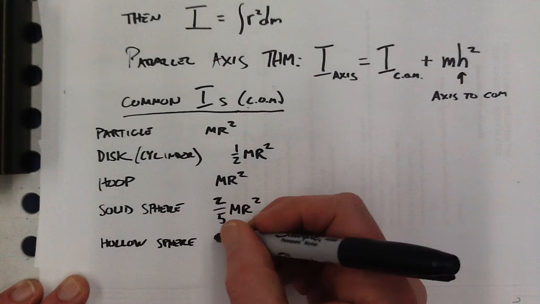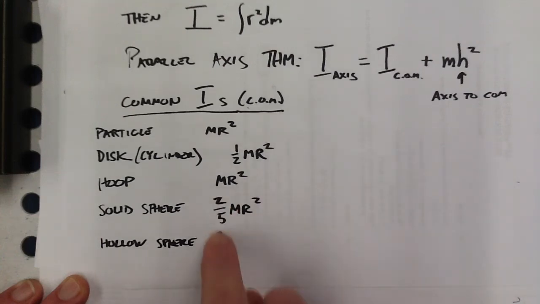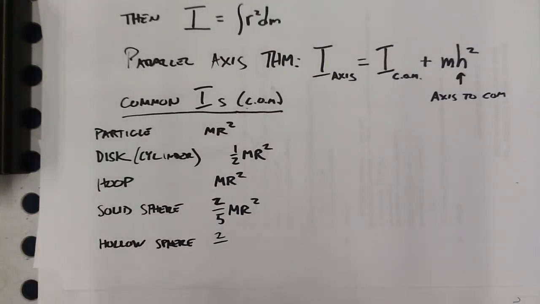A hollow sphere has rotational inertia of 2 over something. What do you think the denominator is? Would it be bigger or smaller than the solid sphere? Pause.